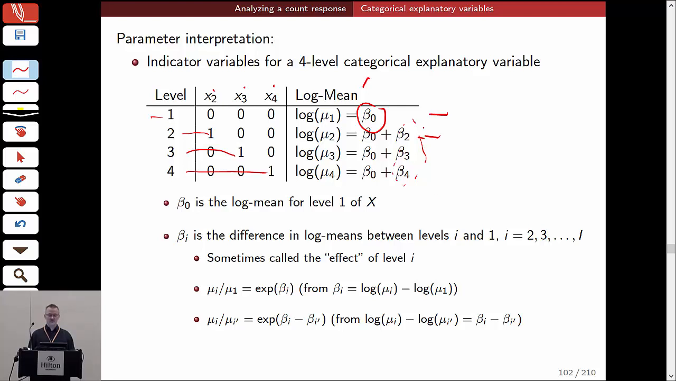These parameters are sometimes called the effect of level i. So beta 2 is the effect of level 2. It's the difference in the log mean between level 2 and level 1. Now, we express that as a difference with respect to the log mean, and because it's a difference in the log mean, that means that it's actually expressed as a ratio in the original means. So the ratio of the means is the exponentiated effect parameter. Those ratios are always against the first group. So if you want to make a ratio out of any 2 groups, you simply have to subtract their parameters and exponentiate that. That comes from the fact that the log difference between 2 groups is just going to result in the difference of the effect parameters between those 2 groups.